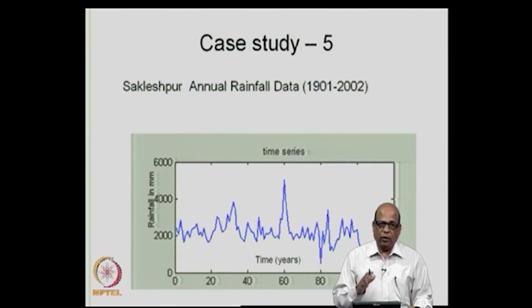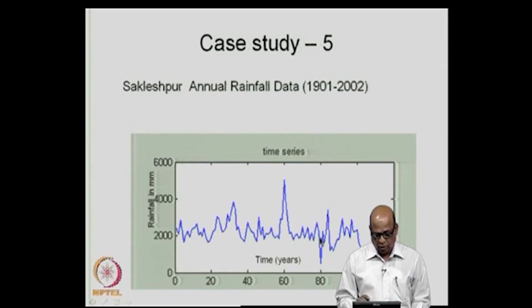Now, we look at another type of time series, which is Sakleshpur annual rainfall data. Sakleshpur is in the Western Ghats of India. Typically, the monsoon patterns here are much different compared to any other region in the country. So, we consider this annual rainfall data for the Sakleshpur region for 1901 to 2002, 102 years of data. So, you see the time series. Remember, this is annual data, so you are not seeing any particular pattern here.